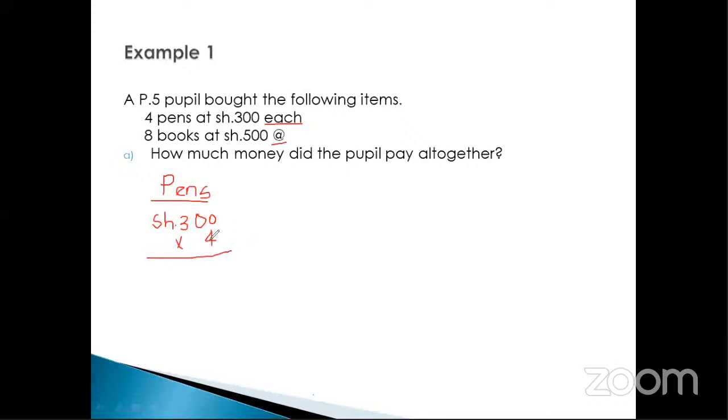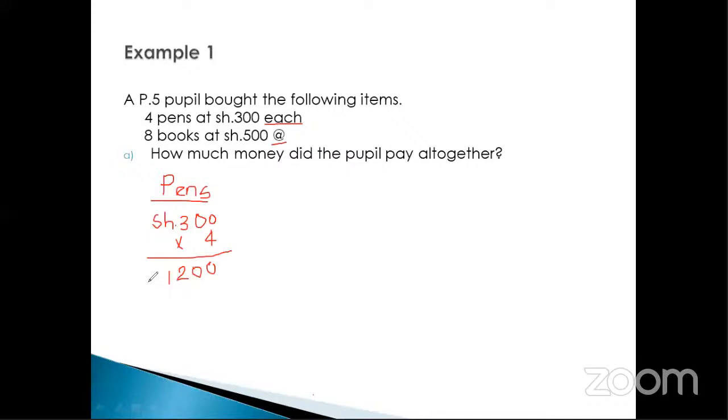So here you are having 4 times 0, you get here 0. Also here you are having 4 times 0, you will get here 0. Then here you are having 4 times 3. I want somebody to tell me 4 times 3. Okay, Tyler, 4 times 3. What is 4 times 3? 12. So here I write 2 and then I put 1 here.